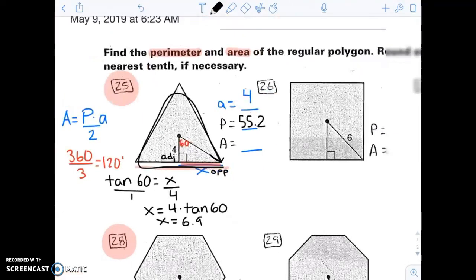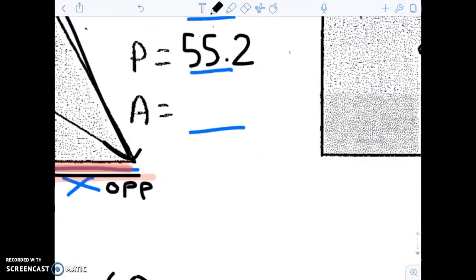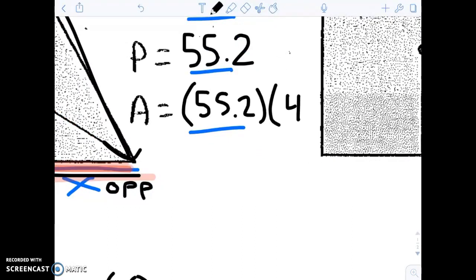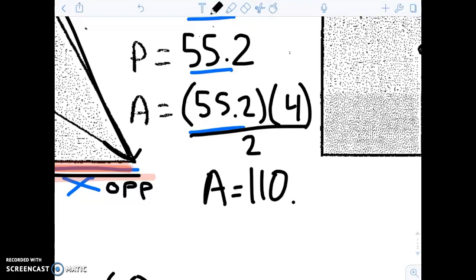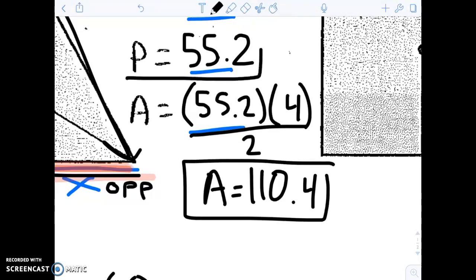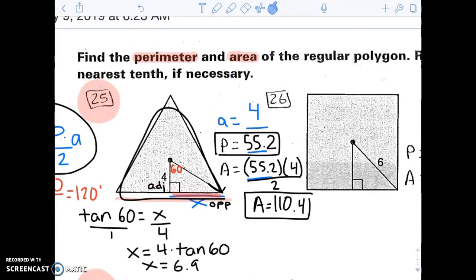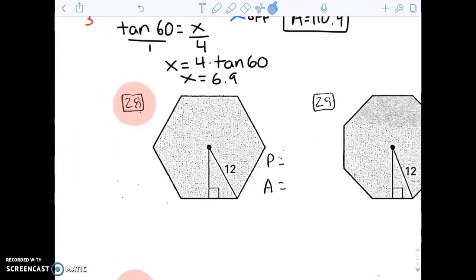So at this point, I have everything I need to calculate the area. So my area is going to be 55.2 times the apothem, which was 4, then divided by 2, which will give me a total area of 110.4. So I now have my area and I have my perimeter. Alright, let's try problem number 28.